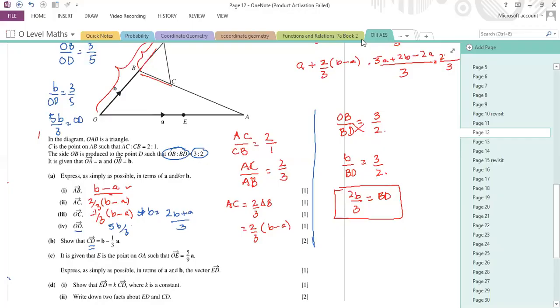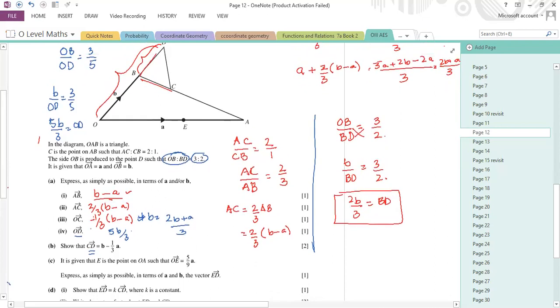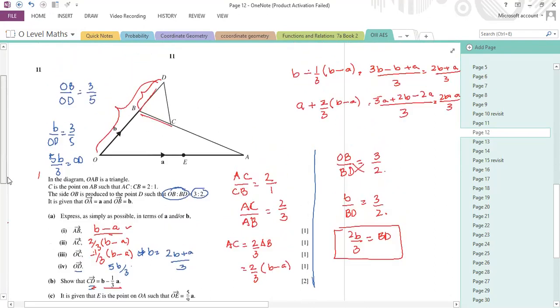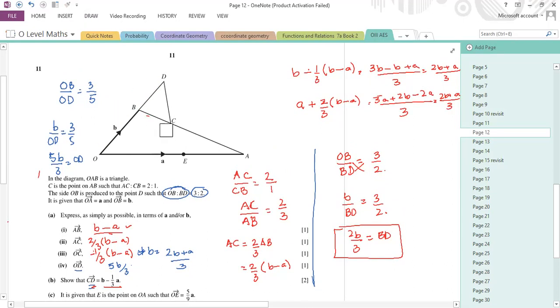So now the question is that we have to show that CD is B minus one third of A. So we have got two vectors which are forming this CD. Let's see, this is already given. We have already calculated it.